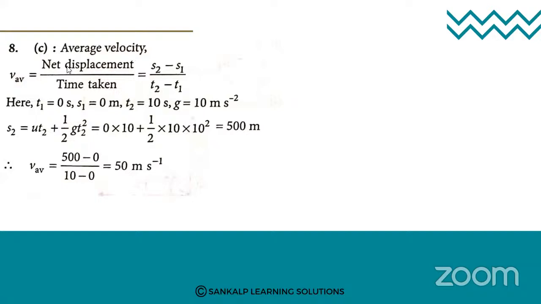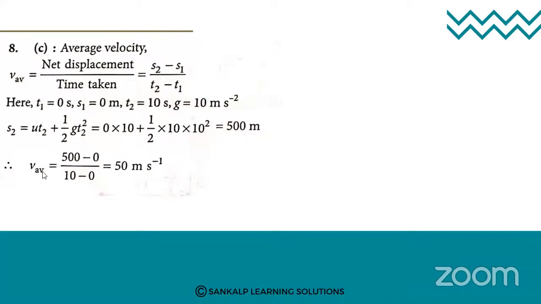Yes, average velocity is equal to net displacement upon time taken. So the net displacement S2 minus S1 divided by T2 minus T1. Initially it will be at 0 meter and time is also 0 seconds. The acceleration is 10 meter per second square, T2 is equal to 10 seconds. So substituting in the formula S is equal to ut plus half a t square, the distance comes out to be 500 meter.